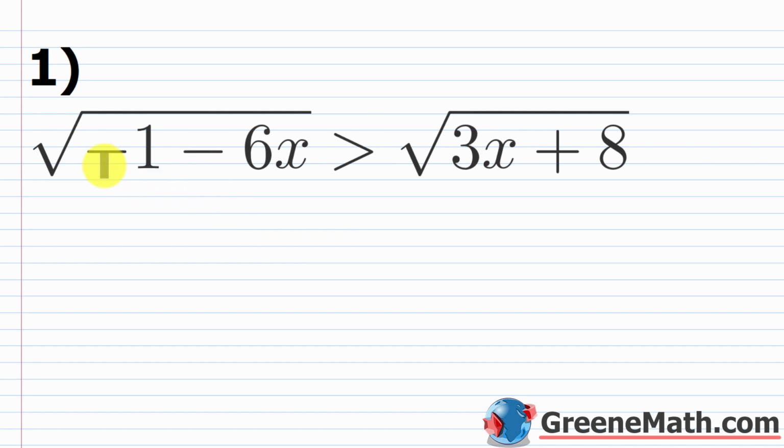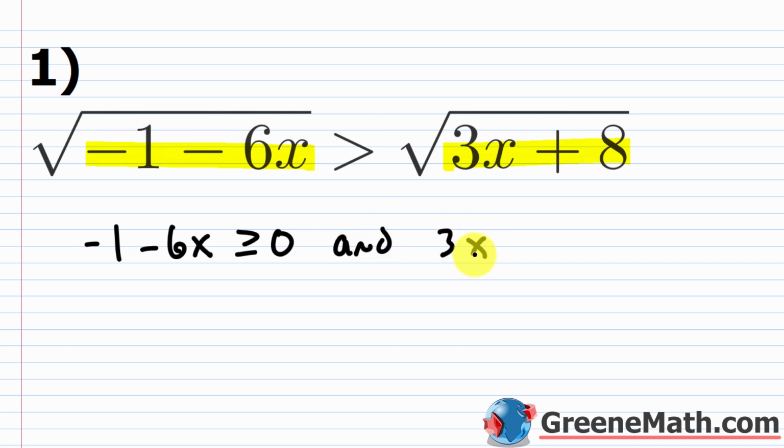So in the real number system, we know that our radicand has to be non-negative, so greater than or equal to 0. So you have one there and one there. So what you'd have to do is set up a compound inequality with and say that -1 minus 6x is greater than or equal to 0. Then you're going to use your keyword and. You're going to say 3x plus 8 is greater than or equal to 0.